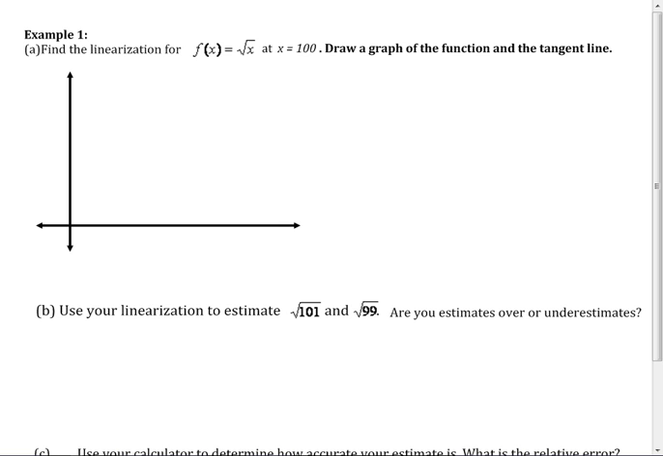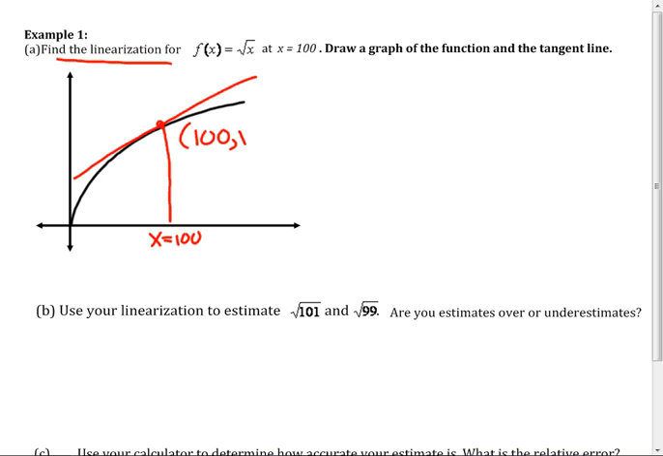So I want to find the linearization for the square root of x at x equals 100. So first I'm going to graph this thing. Not to scale. Okay, so here's x equal to 100. And what I'm asking when they say this is, find the equation of the tangent line. That's all it is. So I do the easy things first. What's the ordered pair? It's 100, comma, the square root of 100. So it's 100, comma, what? 10.